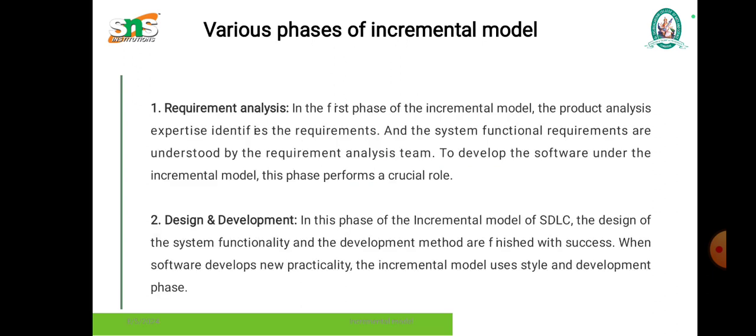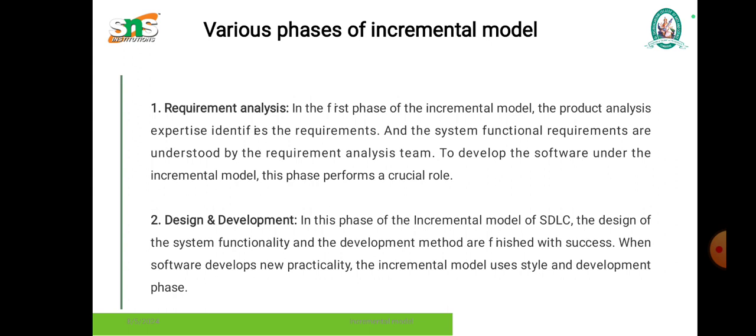Let's discuss the various phases of the incremental model one by one. The first phase is requirements analysis. In this phase the product analysis experts identify the requirements, and the system functional requirements are understood by the requirement analysis team, which helps to develop the software under the incremental model. This phase plays a crucial role.